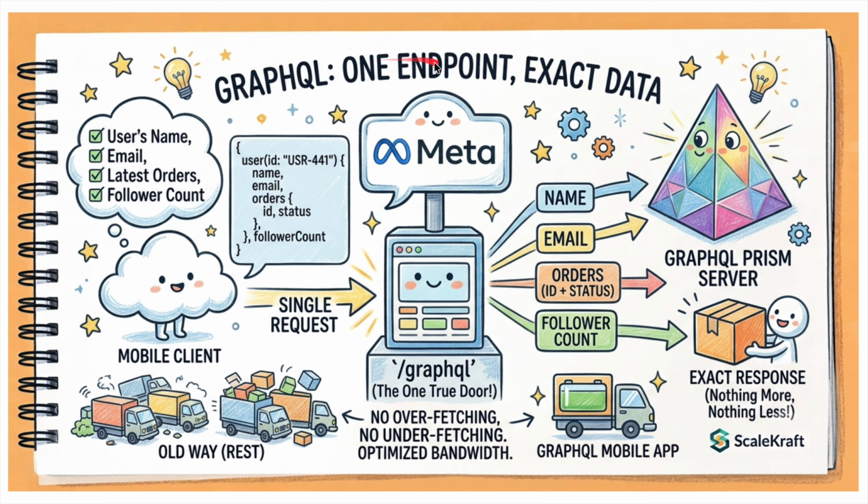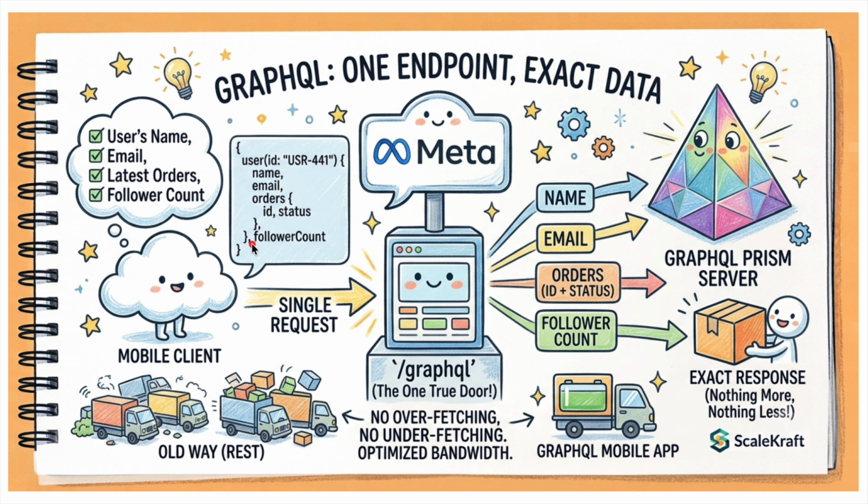GraphQL means one endpoint and the exact data. It was created by Meta. So instead of having dozens of endpoints for each resource, you need only one endpoint, and the client simply tells the server exactly what it wants.